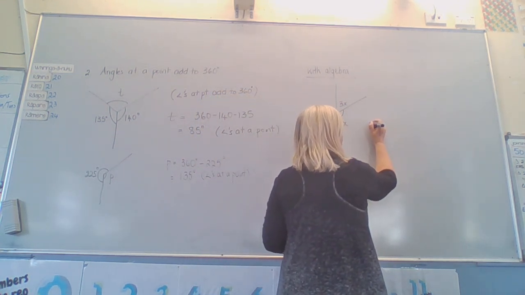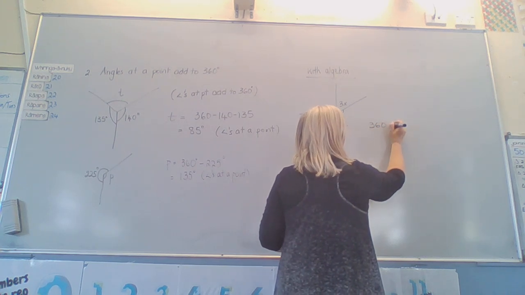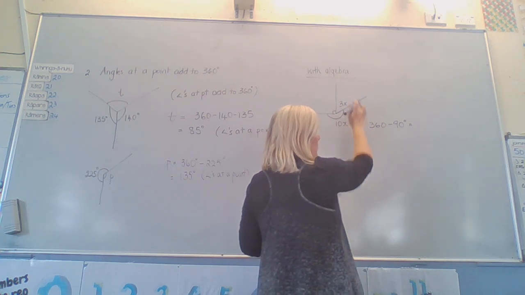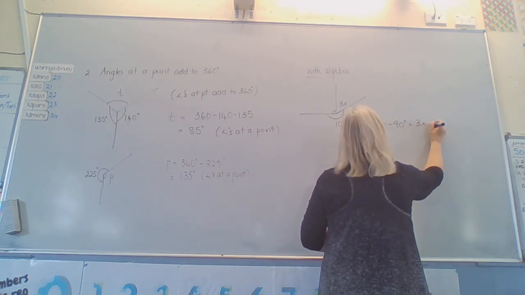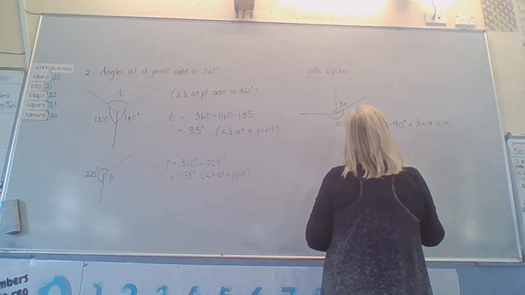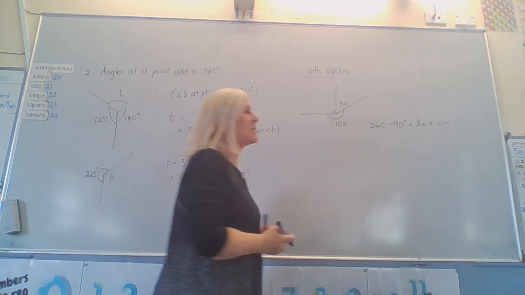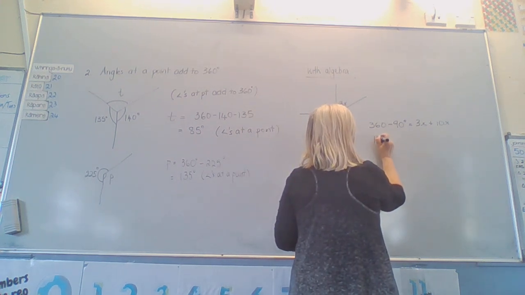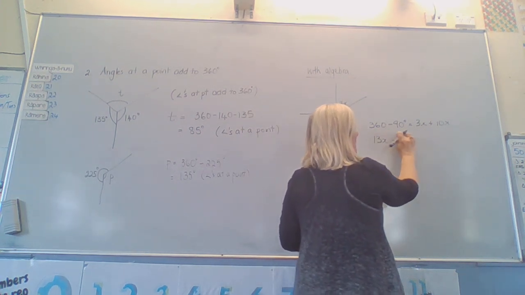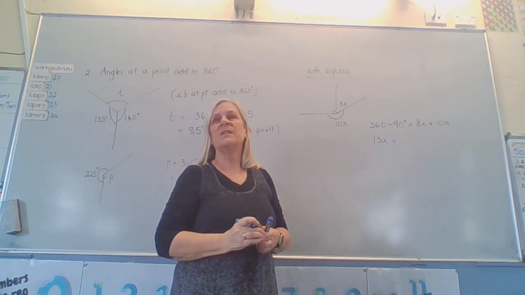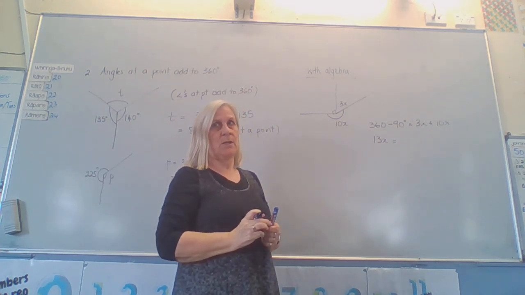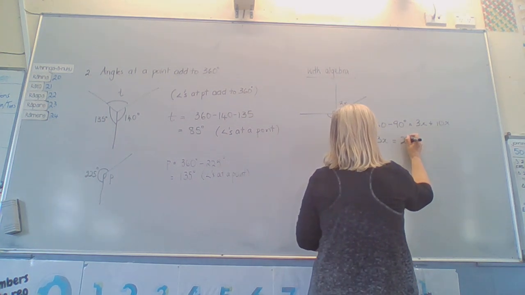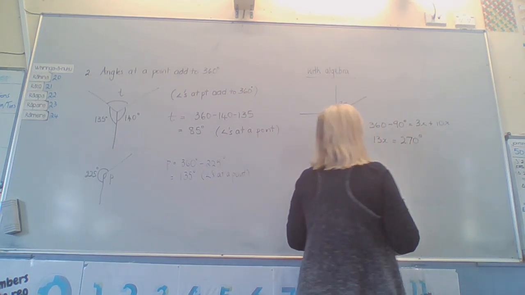So we've got 360 minus 90 is equal to these two added together, 3x and 10x. How many x's is that? Taylor? 13 x's equals. How much is 360 minus 90? 250. 200 and nearly. Yep, 270.